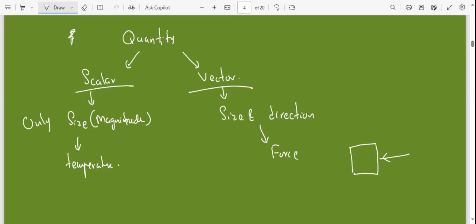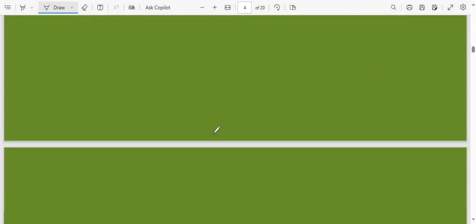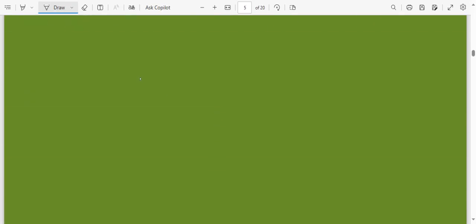Now in our first lesson, the first part is about the motion of objects. When it comes to motion, there are several terms we have to discuss. One term is called distance. The other term is called displacement.